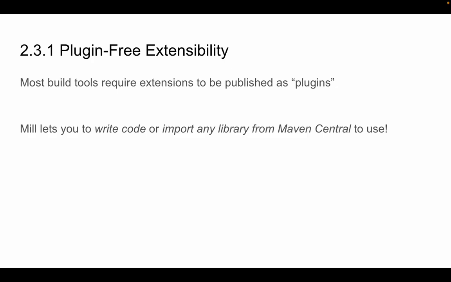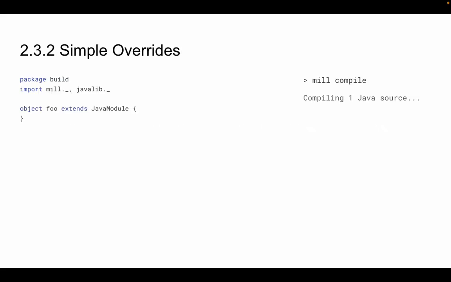Your applications get slower or they start up slower as all that stuff gets pushed to application start time. Because at least that's Java and you know how to write Java, whereas your build is in Gradle or Maven, stuff that you don't actually know how to write. Mill is different and lets you write code and import any library from Maven Central to use without needing to have a specialized plugin. And we'll see that now.